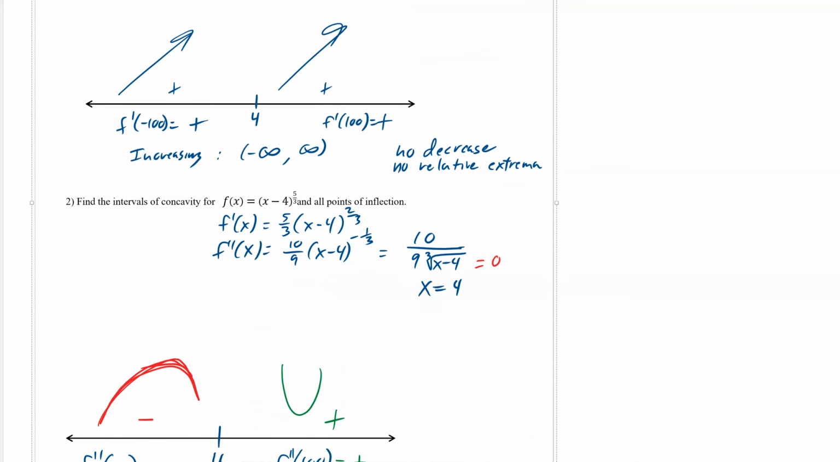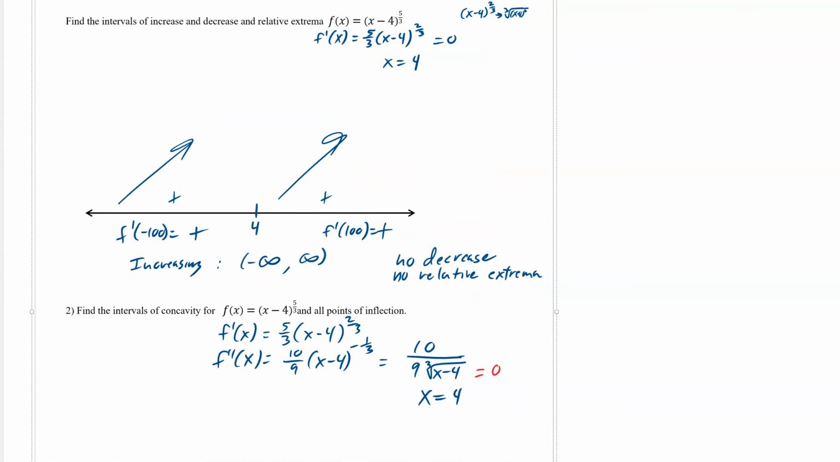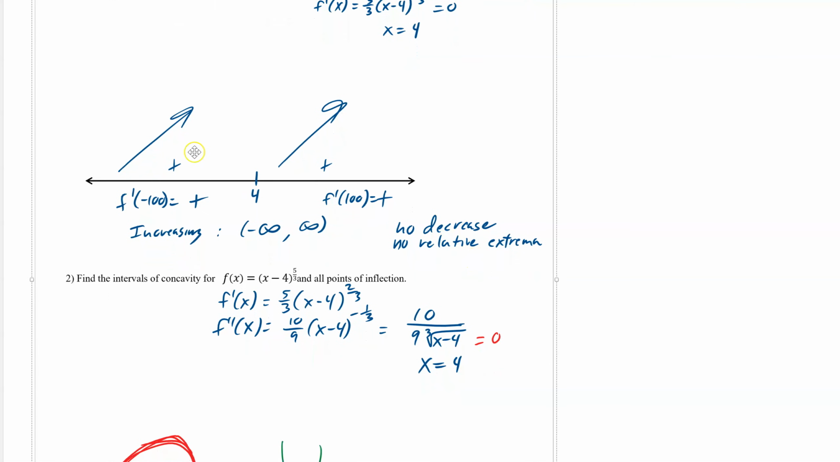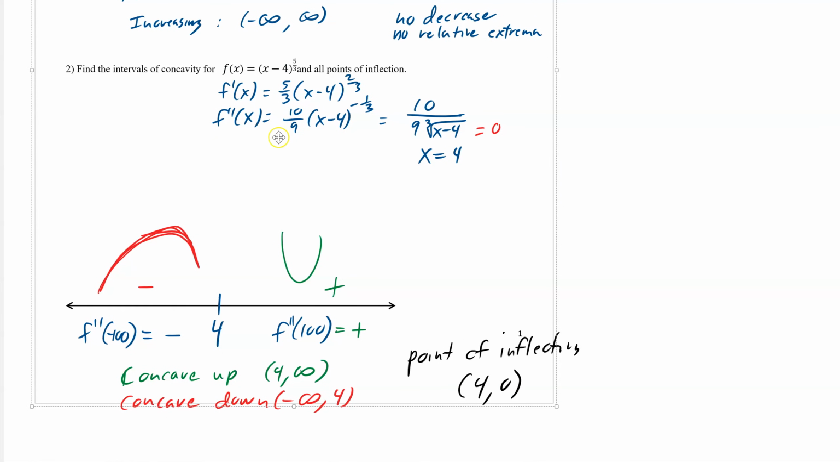So again, for all of these answers, we are just looking at the original function, that f of x equals (x − 4) to the 5/3. And the first derivative is telling us if it's increasing or decreasing. And if we get a change in increase to decrease, we know we have a relative extrema. We don't here. And then the second derivative is telling us how our derivative is changing. And so if we have a negative, we know it's concave down, and our function's concave up when it's positive. And if we have a change in concavity, we have a point of inflection.